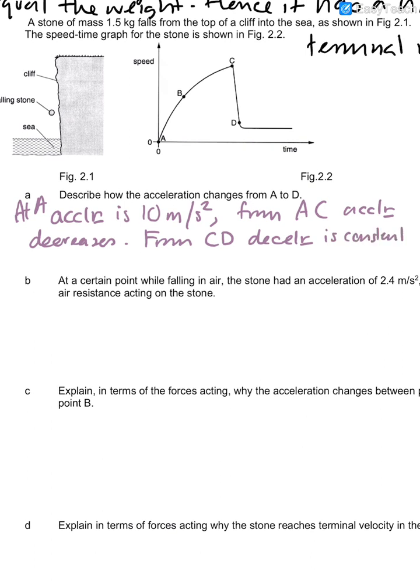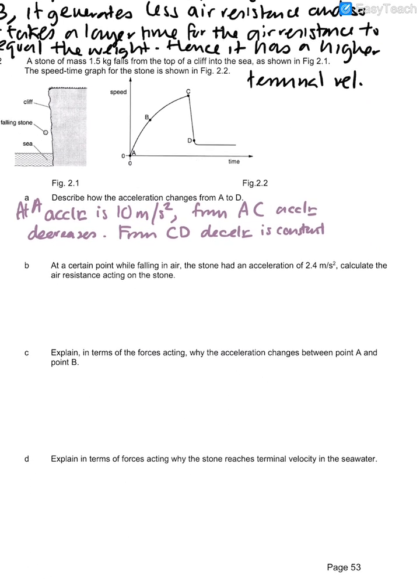When did it hit the water? At which point? D or C? C, right? Then the water resistance caused the deceleration to be constant. That one we talk about later. So this is not too bad. Now let's discover which one of you is correct and which is wrong.